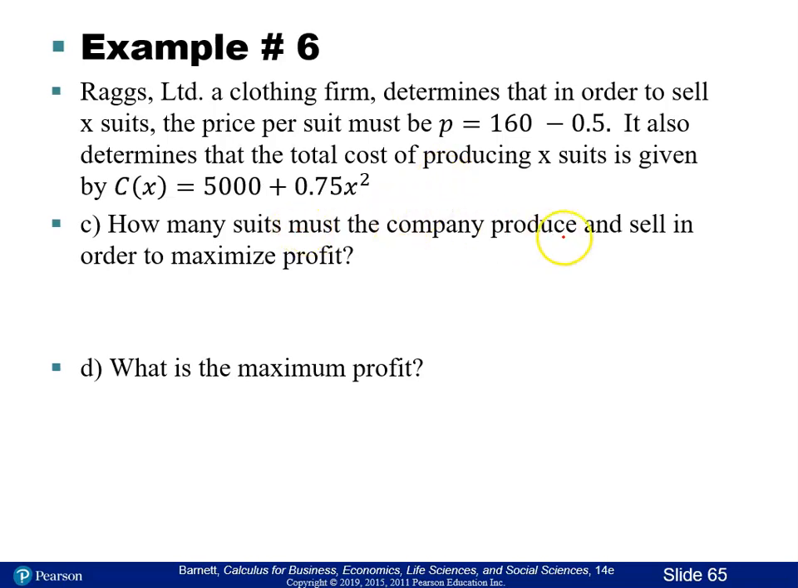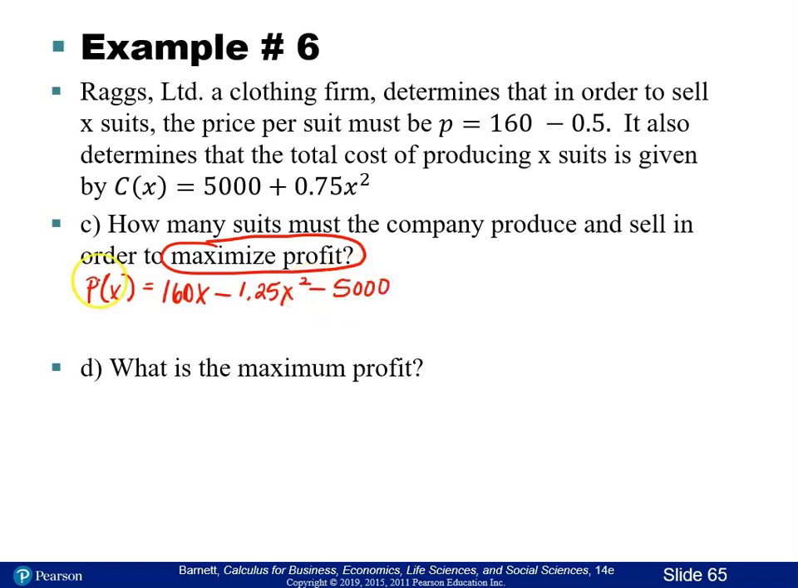Okay, so how many suits must the company produce and sell in order to maximize the profit? Okay, so we just found that our profit equation is 160x minus 1.25x squared minus 5,000. So if we're going to maximize the profit, we need to take the derivative of the profit. So that would be 160 minus 2.5x, and we need to set that equal to 0.